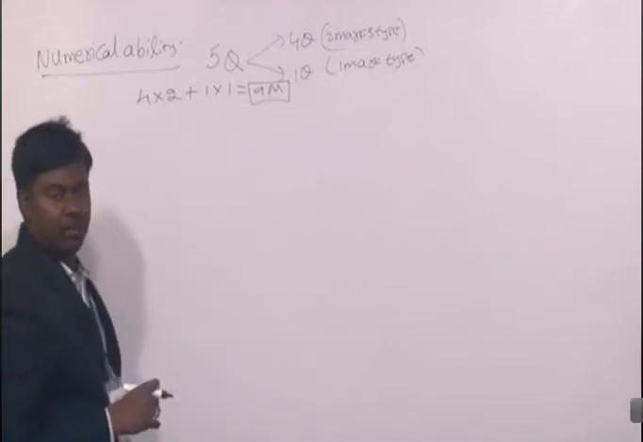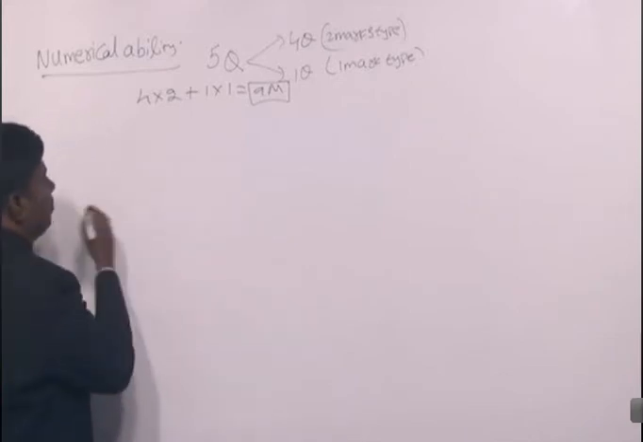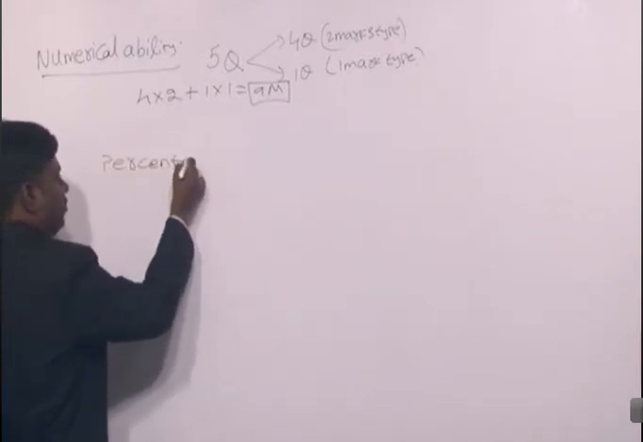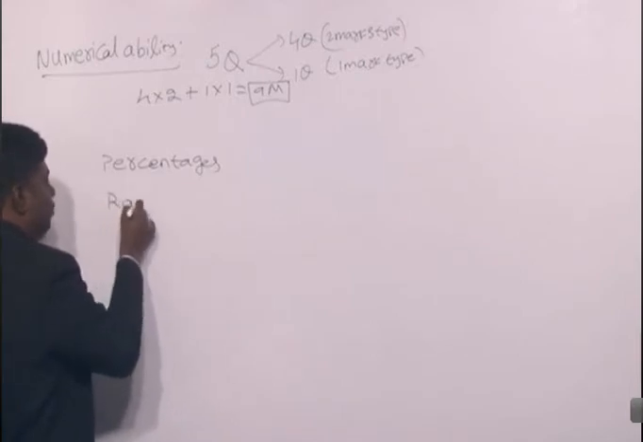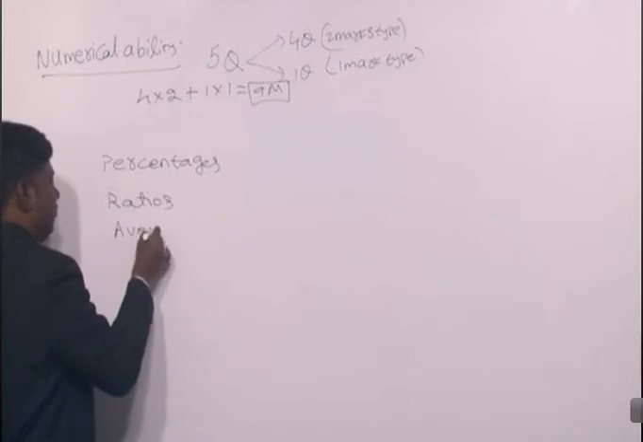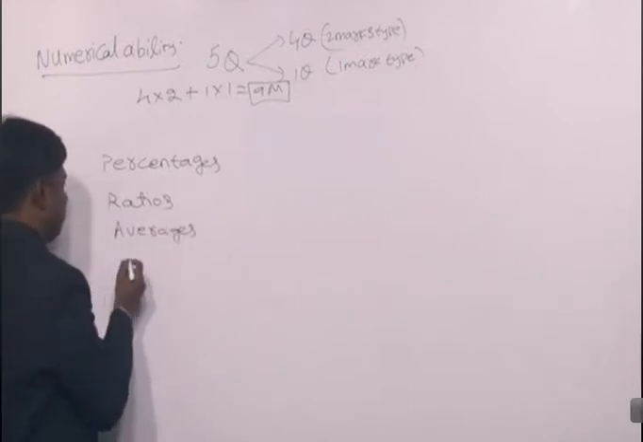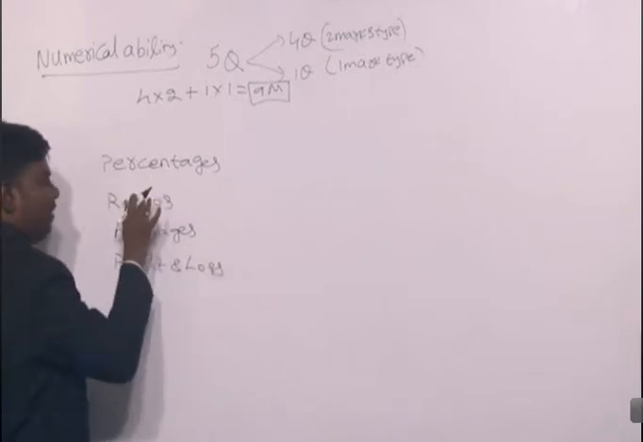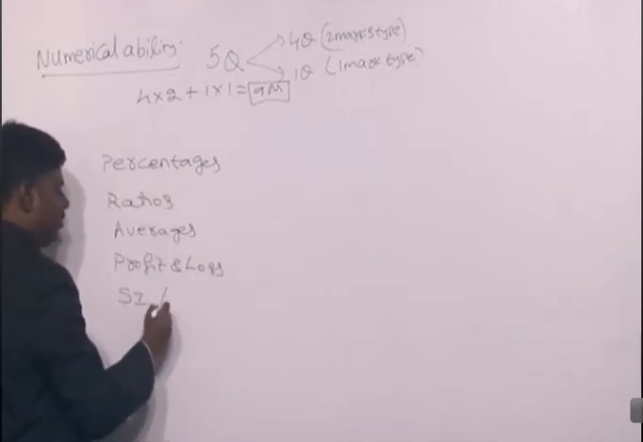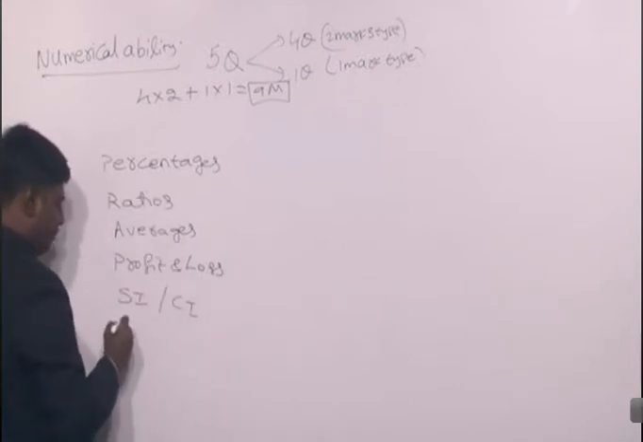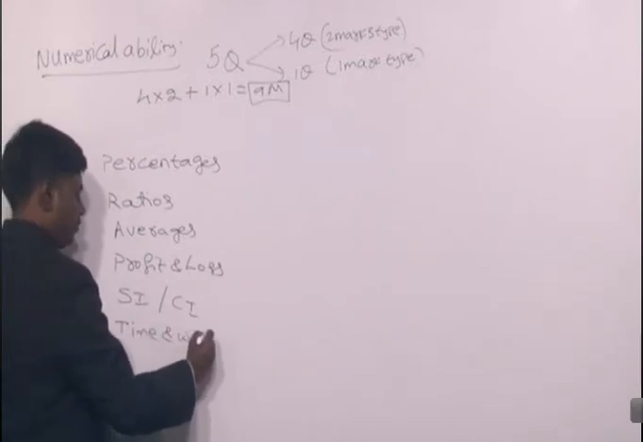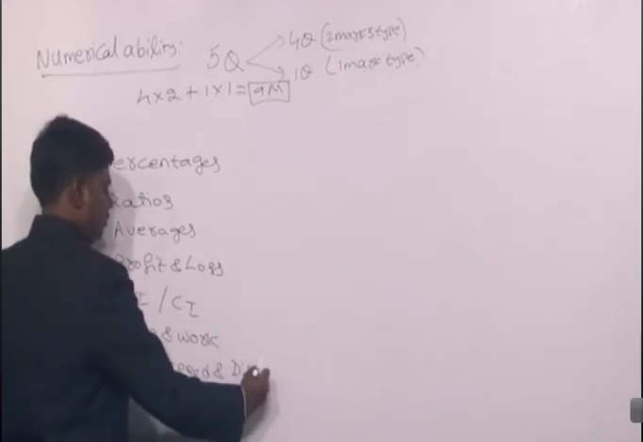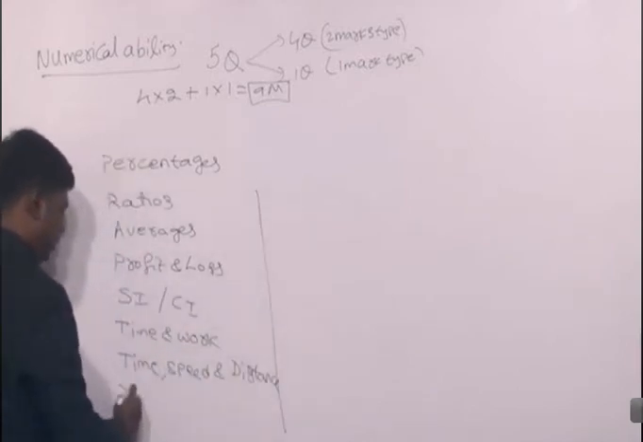Now, what numerical ability focus would be on, in terms of arithmetic, that is percentages, ratios, averages, application of percentages in terms of profit and loss, application of percentages also in terms of simple interest and compound interest, application of ratios in terms of time and work, time, speed and distance, also data interpretation.